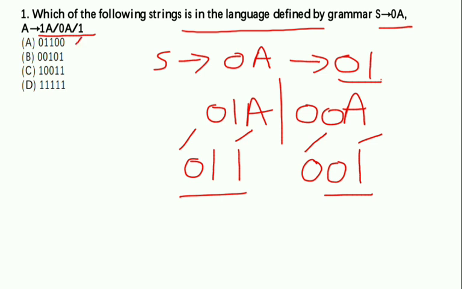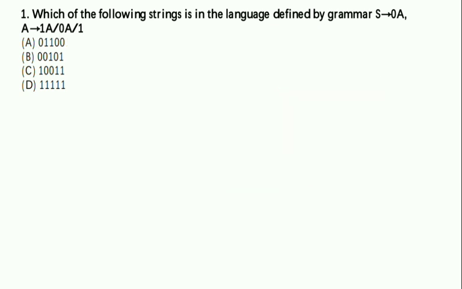So A is not starting with 0 and ending with 1. B is starting with 0 and ending with 1, which is true. So the language of the given grammar is the set of strings starting with 0 and ending with 1, and the remaining options we will eliminate. So option D is the correct answer.